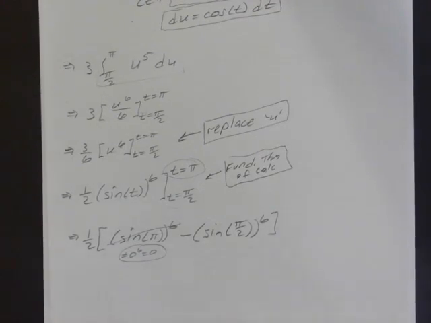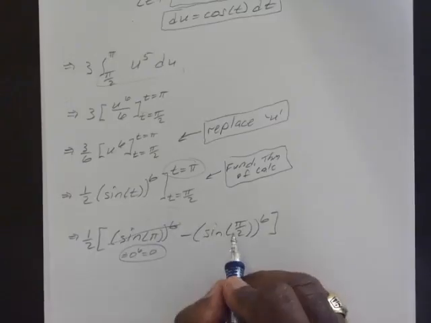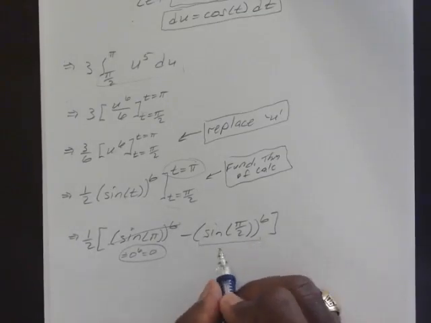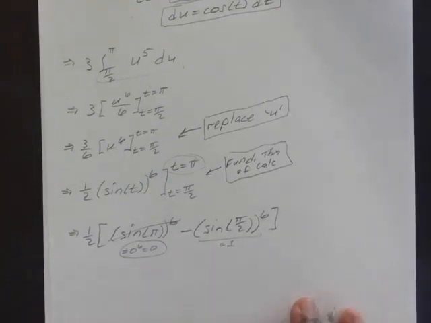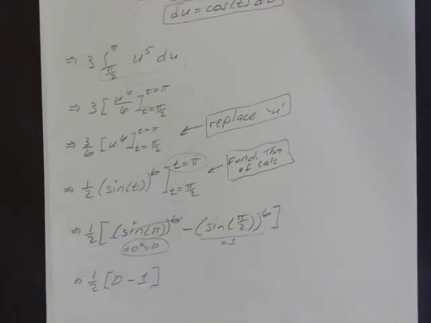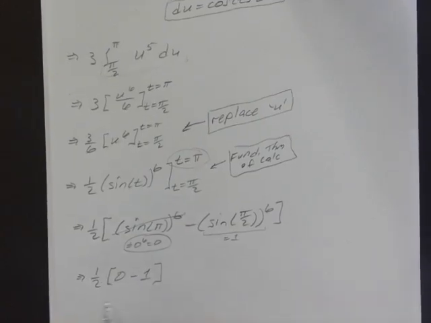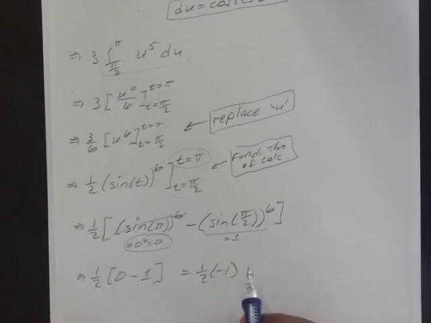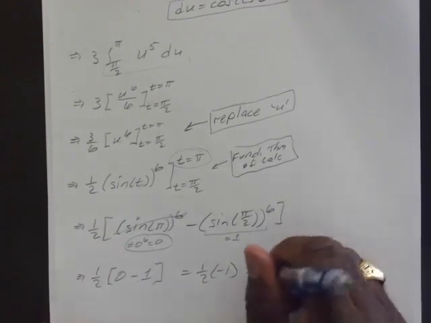And sine of pi over 2 is 1. So this equals 1. So it gives us 1/2. And you don't have to write out this step if you don't want to, but I just usually do it. Times 0 minus 1 to the 6th power, which is 1. So 1/2 times -1 is just 1/2. Well, -1/2.